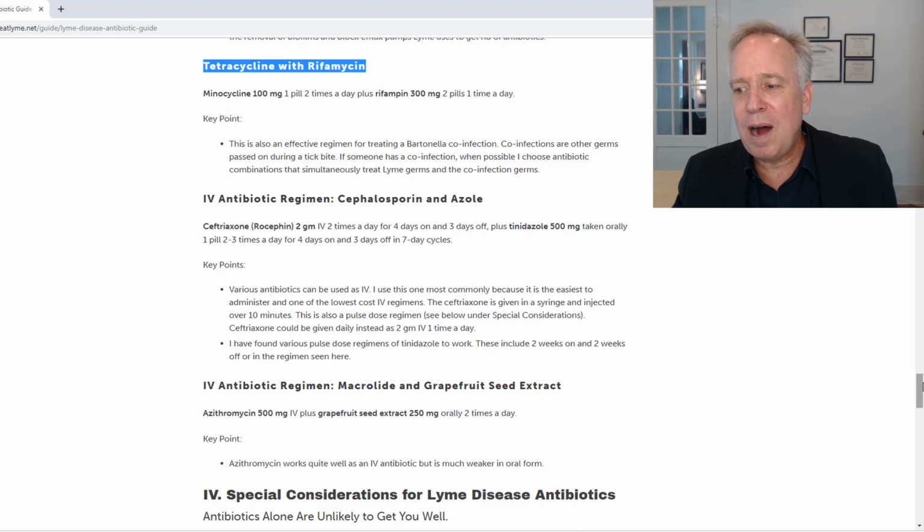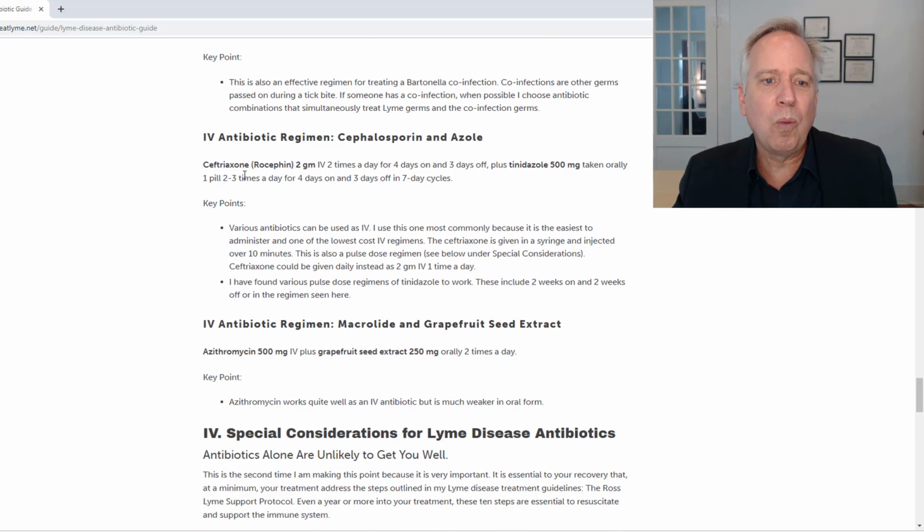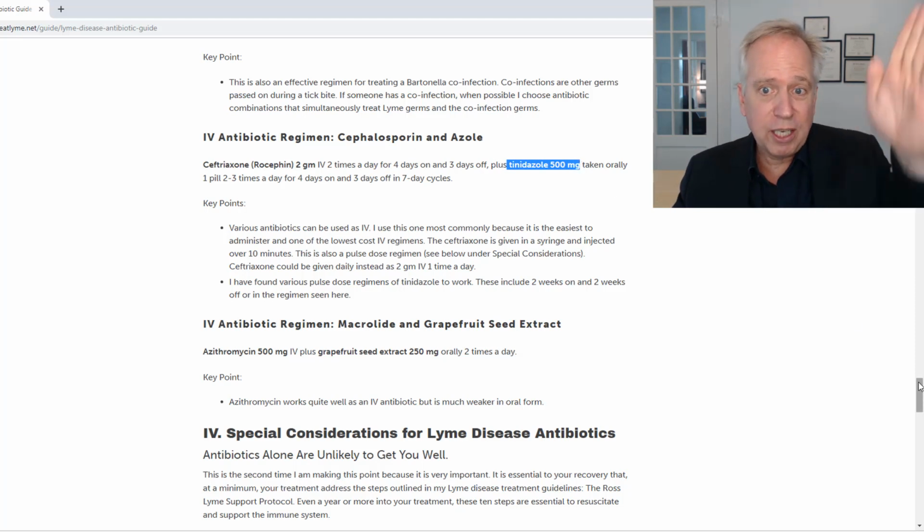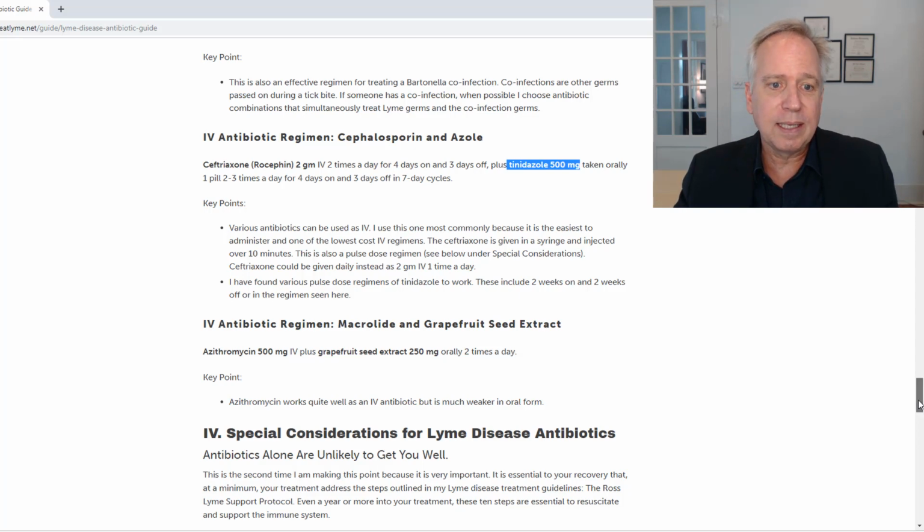So there's also IV antibiotic combinations. One way to do this is to put together ceftriaxone along with tinidazole. Okay, the ceftriaxone is a cell wall agent. It's working on the cell wall covering of the spirochete. Tinidazole is treating the cyst. Okay.